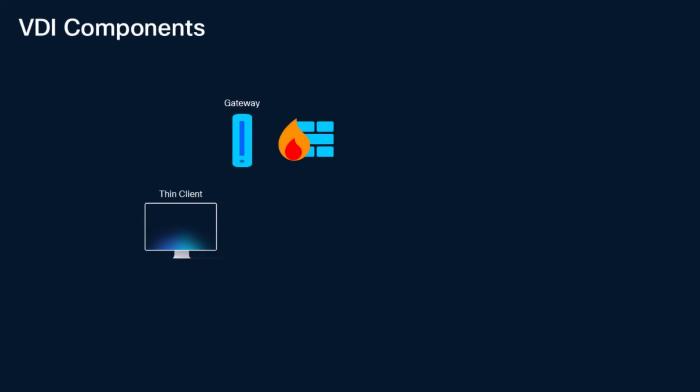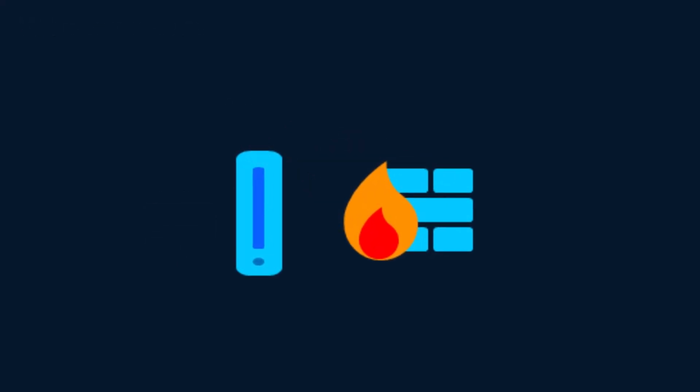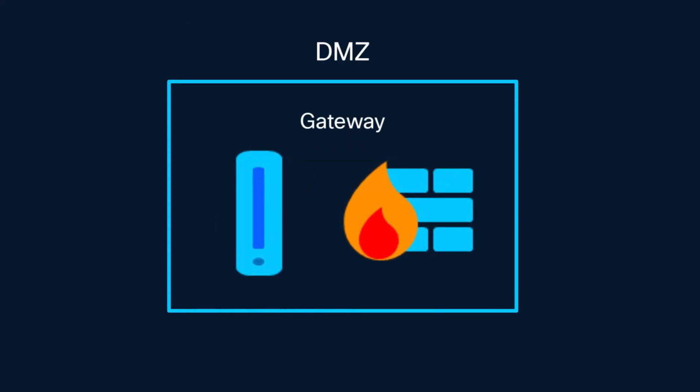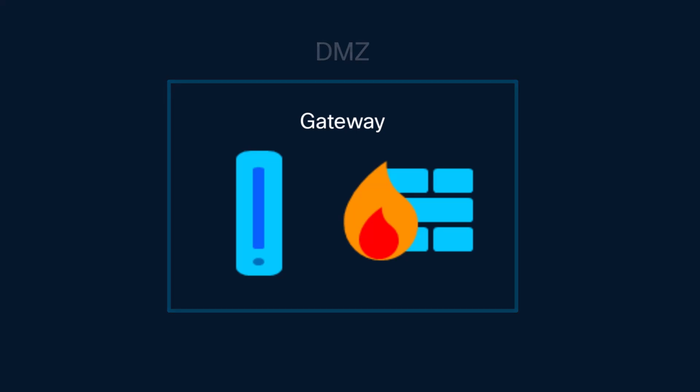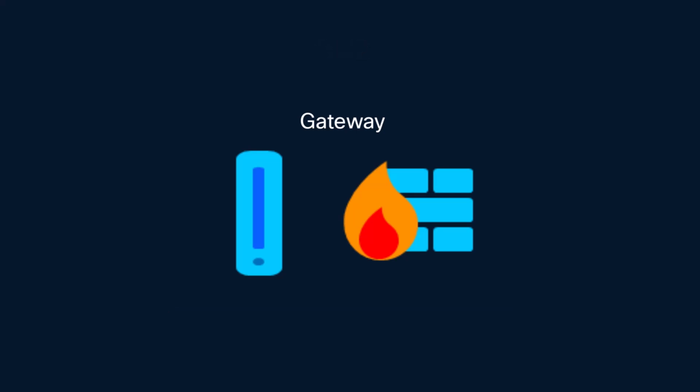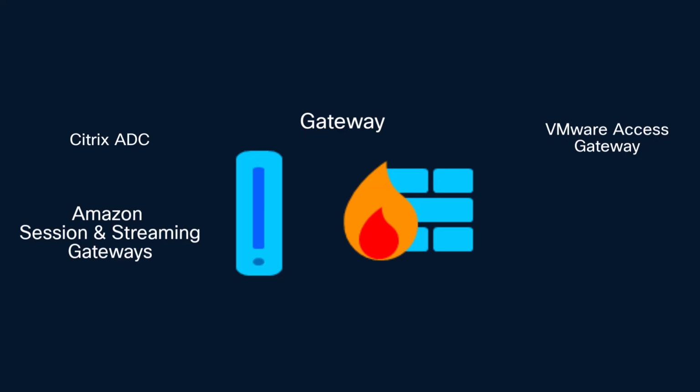Now that we've reviewed the user access thin client component, let's move on to the gateway component. The gateway component resides in the demilitarization zone, also known as the DMZ. Gateways provide external access to managed virtual services and work as a sort of proxy between the virtual broker and the thin client. The gateway solutions that Cisco supports when using JVDI and WebEx VDI include Citrix ADC, VMware Access Gateway, Amazon's Auth Session and Streaming Gateways, and Microsoft Azure's Gateway Services.